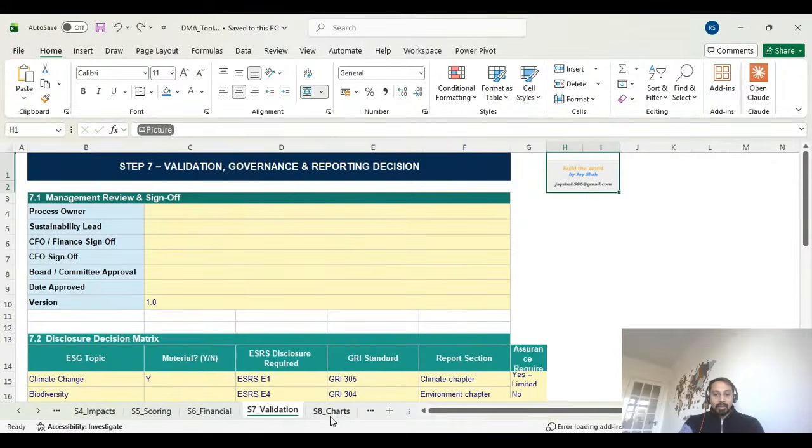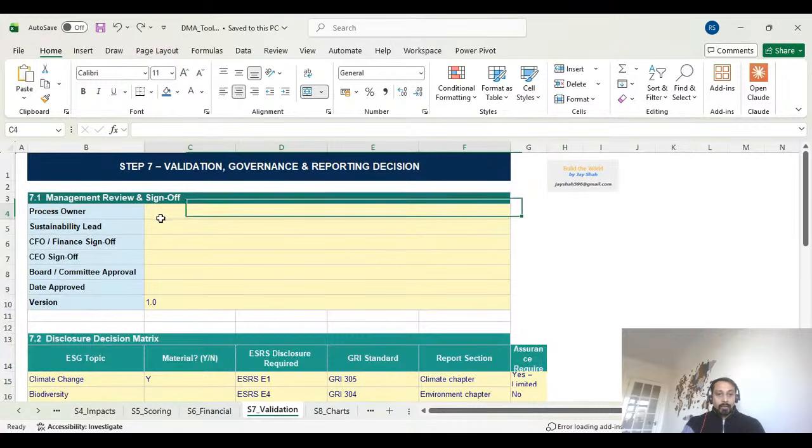And finally, S7, the validation, governance, and reporting decision, which is again very important to reporting. So we record the sustainability lead review, your chief sustainability officer or anyone, and then finance sign-off and management approval. This is extremely important for the audit readiness process, and double materiality must not be owned by sustainability alone. So finance and leadership must formally approve these outcomes that you have produced.